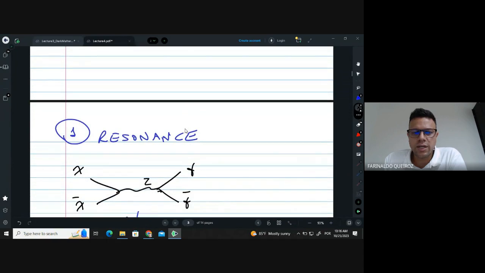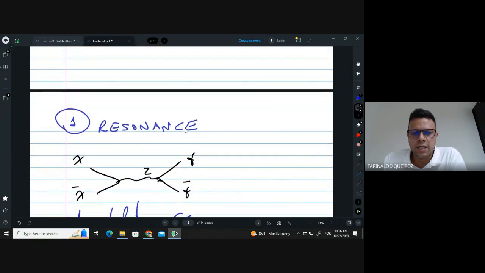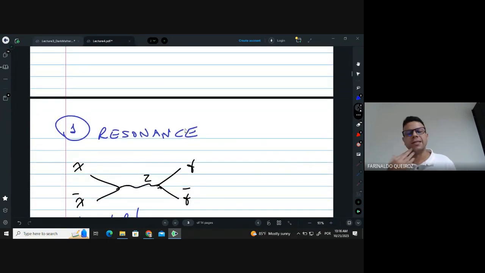So the first one is the resonance. Let's assume for now that the mediator between the dark matter particle and the standard model fermion is the Z boson, okay? I'm just assuming it could be Z prime, could be a scalar, whatever. It won't change anything. I'm assuming it to be the Z boson. Why? Because I already know its mass, so I have one less free parameter in my discussion. We know that its mass is nearly 90 GeV.